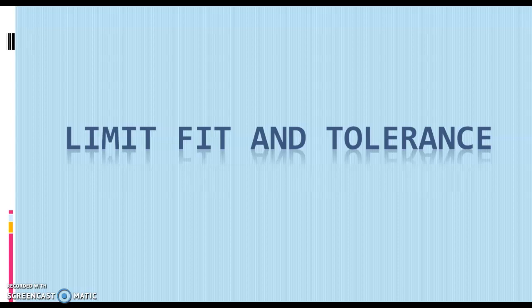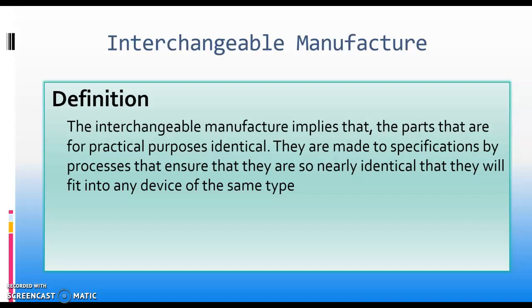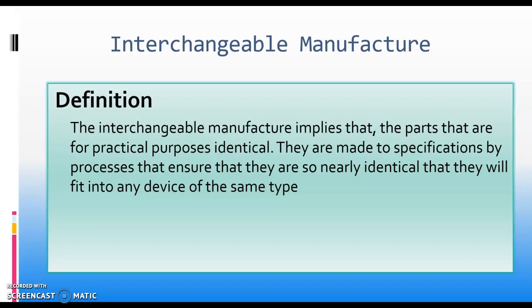Hello, welcome back. In this video, we discuss an important topic in metrology: limit, fit and tolerance. We start with the necessity of the limit system in manufacturing and the associated terminology of such systems. The necessity of the limit and fit system arose from another term known as interchangeable manufacture.